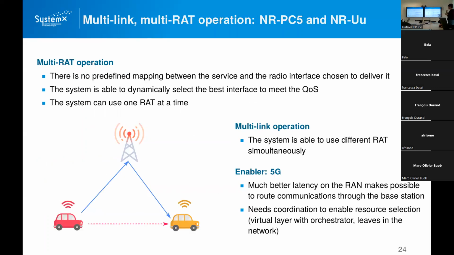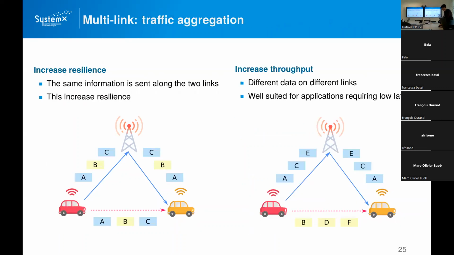So the first thing is what happens when you can communicate on two different radio access technologies, and you can communicate on these two together. Now that your latency communicating from the red to the yellow car passing through the base station is not so high anymore, what you can try to do is to use your multi-link to do things. One is to improve your resilience.